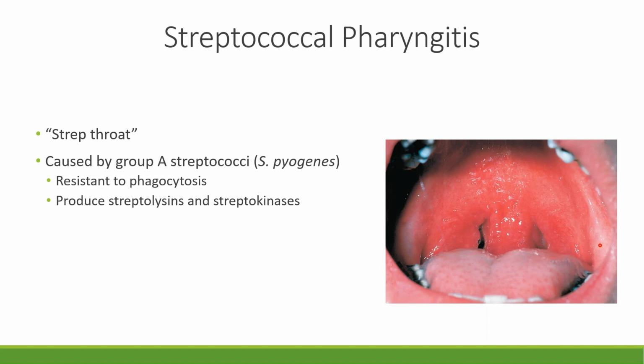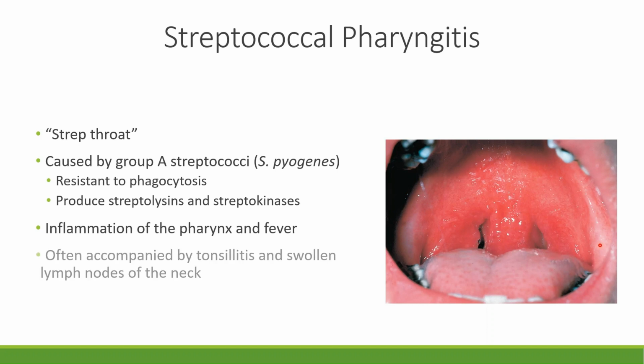Streptolysins make pores in the membranes of the phagosome, and streptokinases attach to the phosphate groups of the lipids in the phagosome and disrupt the membrane, so they aren't digested. And they can cause inflammation of the pharynx and a good fever. Typically, they're accompanied by tonsillitis. You can see in the back, these tonsils are very swollen, this poor person, and swollen lymph nodes in the back or of the neck.